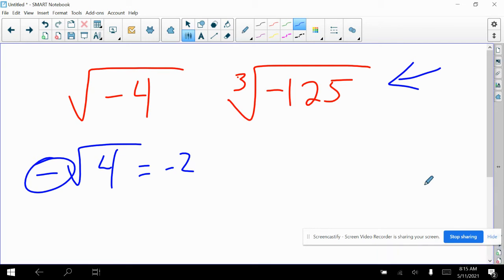What do you think? Benson says an imaginary number. Logan, what do you think? It is not an imaginary number. All right, what's the answer? Zach, what were you going to say?